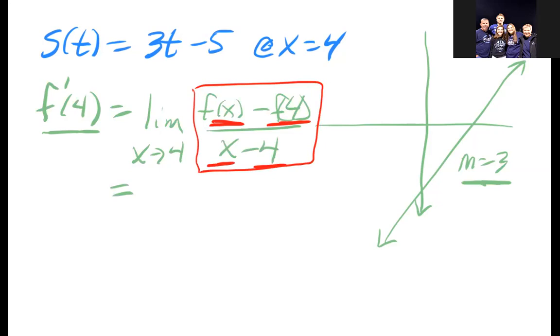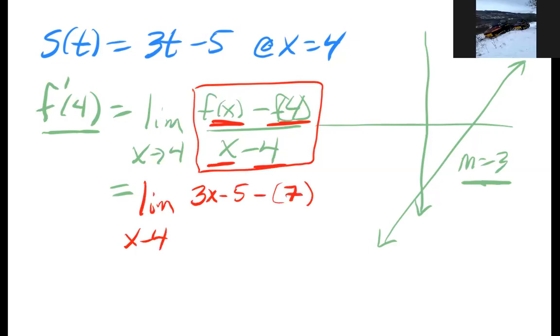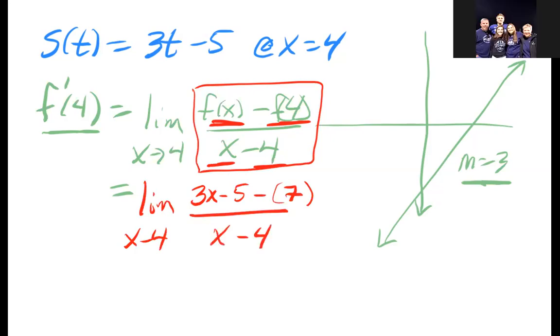So that's going to be the limit as x approaches 4 of 3x, and I could use t here, it doesn't matter, don't be confused by the change of variable, minus 5, subtract, then I got to find f of 4, or in our case it's s of 4, I think that would be 7, that seem right? All over x minus 4. Right, now this is as x approaches 4.